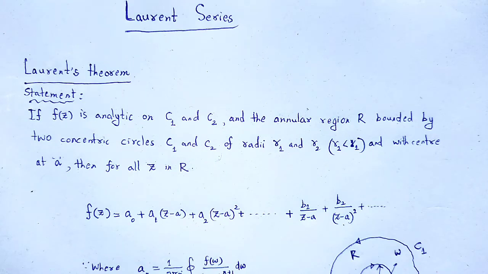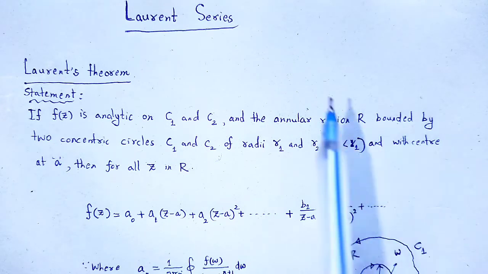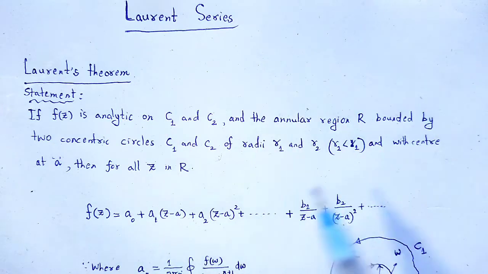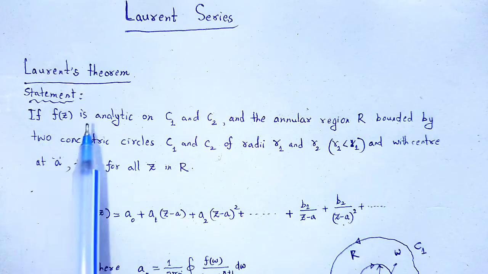In the previous video, we studied Taylor series. If a function f of z is analytic within a circle, then it can be expanded by Taylor series. But if the given function is not analytic within the given circle, then we expand that particular function using Laurent series. So what is Laurent's theorem statement?